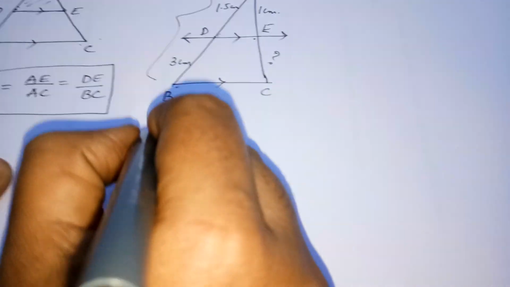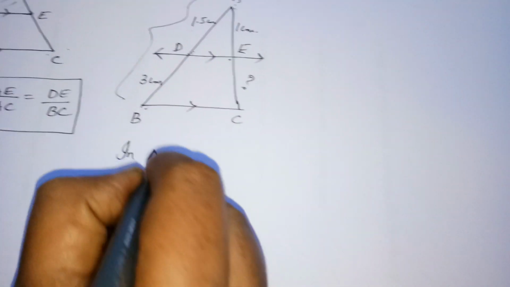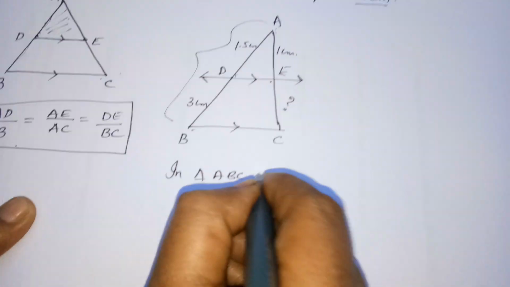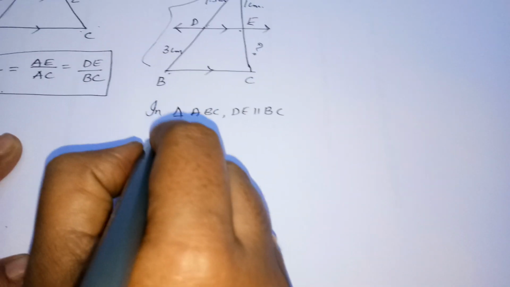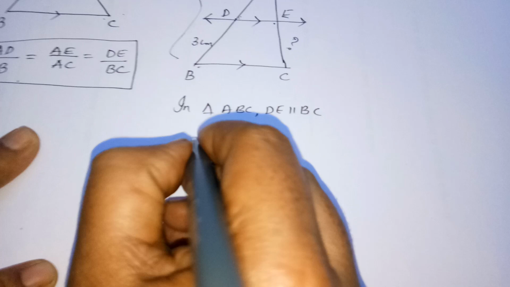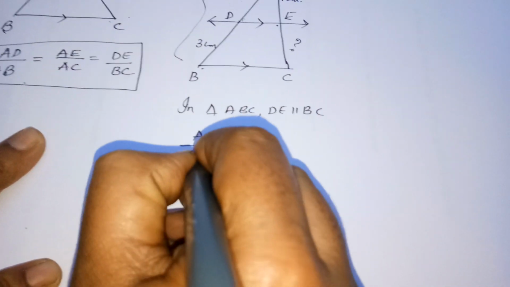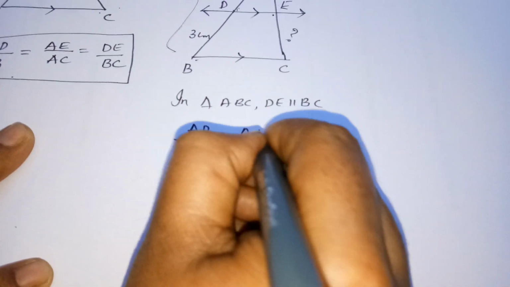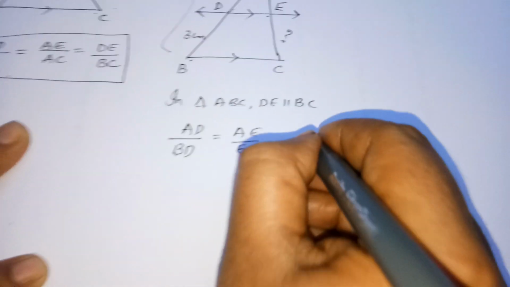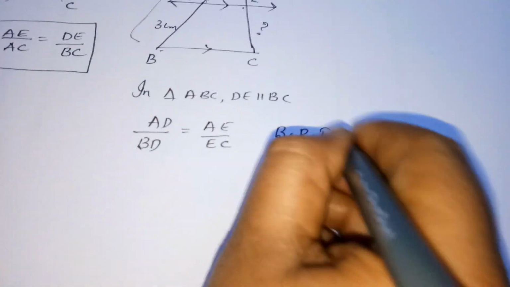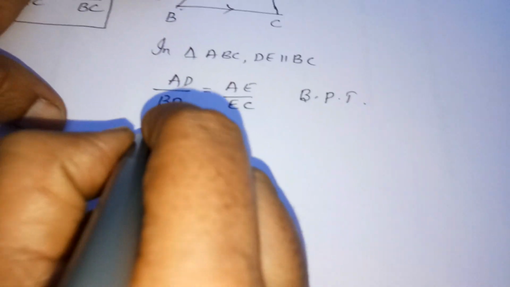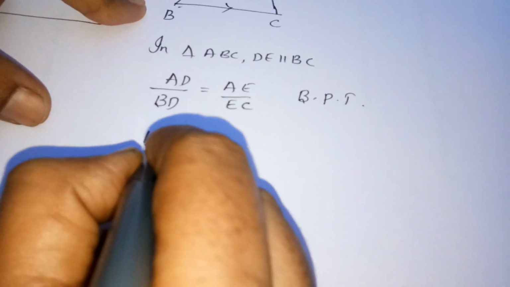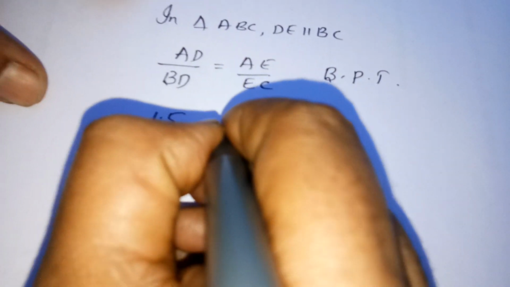So in triangle ABC, DE is parallel to BC is given, then immediately we'll apply the basic proportionality theorem. AD by BD is equal to AE by EC. Reason is basic proportionality theorem. Now what is the measurement of AD? It's 1.5. BD is 3 centimeter. AE is 1 centimeter. EC has to be found out.